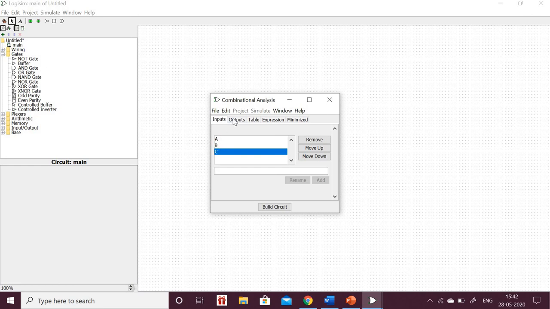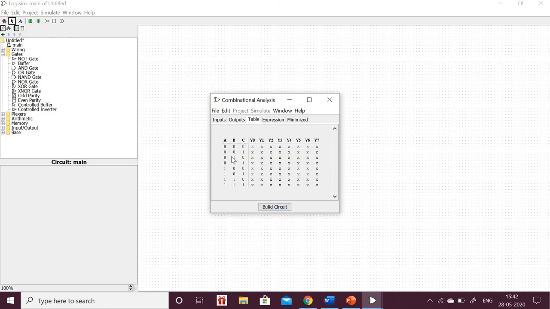So that's why 3 inputs are taken, and the outputs I will give names like y0, y1, y2, y3, y4, y5, y6, y7. All 8 outputs are taken. Now look at the table with 3 inputs, 8 outputs.